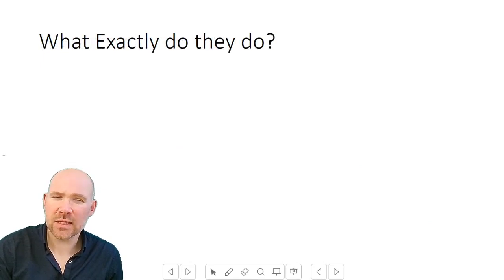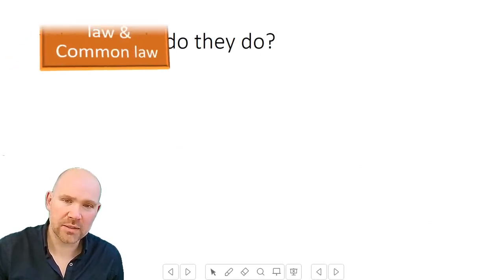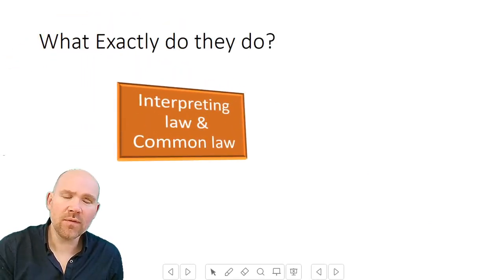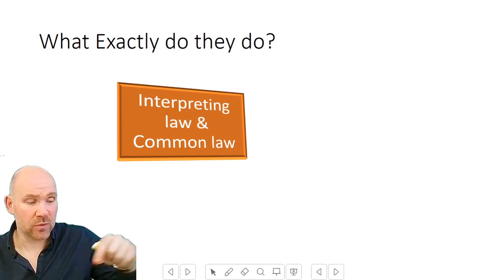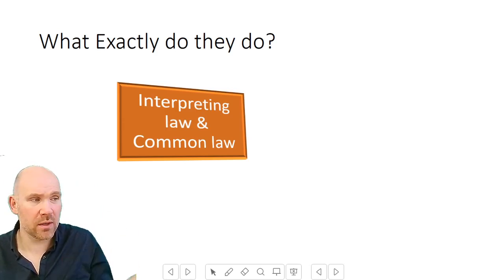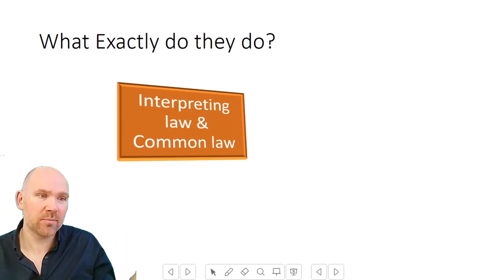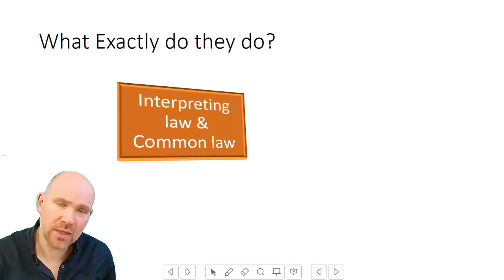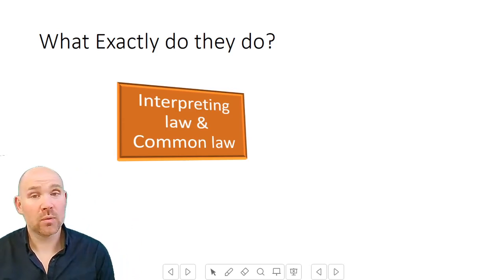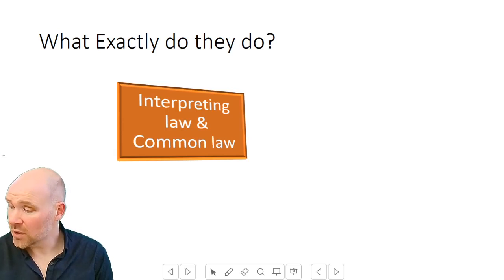So what exactly do they do, and when do they get involved? Well, they spend a lot of their time interpreting law and common law. So there might be a law that's written in statute, which has been passed by Parliament, and then someone might ask, well, does this law actually apply in this situation? And the Supreme Court would have to make a ruling about whether it does or whether it doesn't.